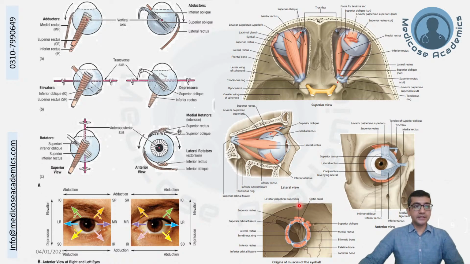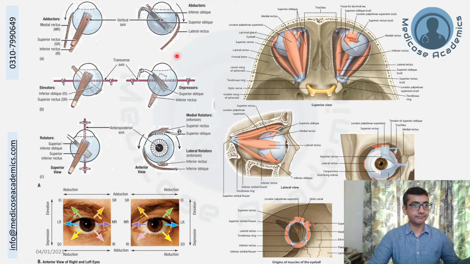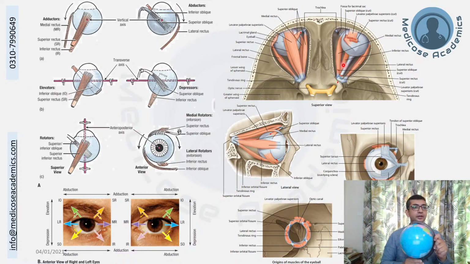Okay, let's talk about the axis of movements of the eyeball. The eyeball is capable of moving in three axes. I have a globe here taken from my son's table. The eyeball can be moved across the vertical axis, which goes from top to bottom. If here is the pupil, the eyeball can move laterally, it can move medially.